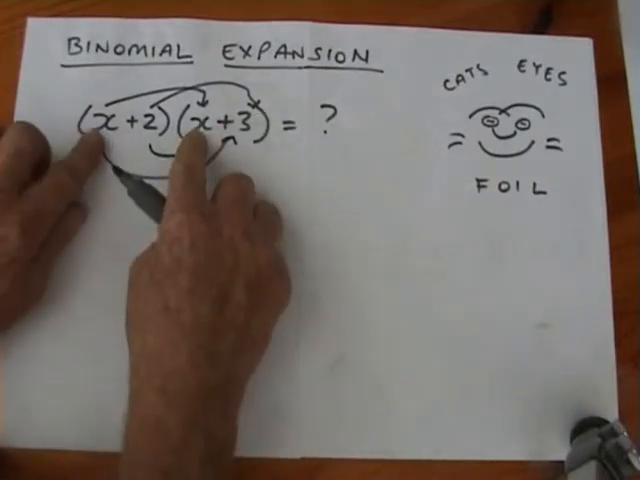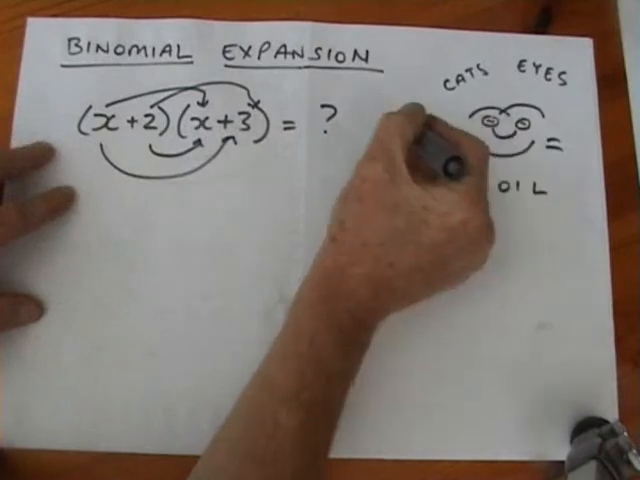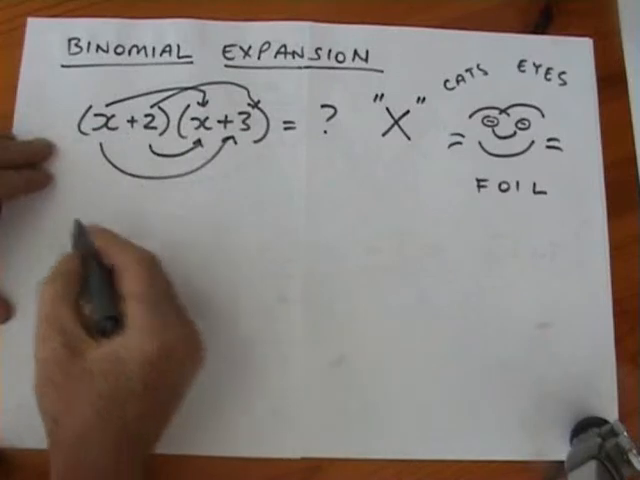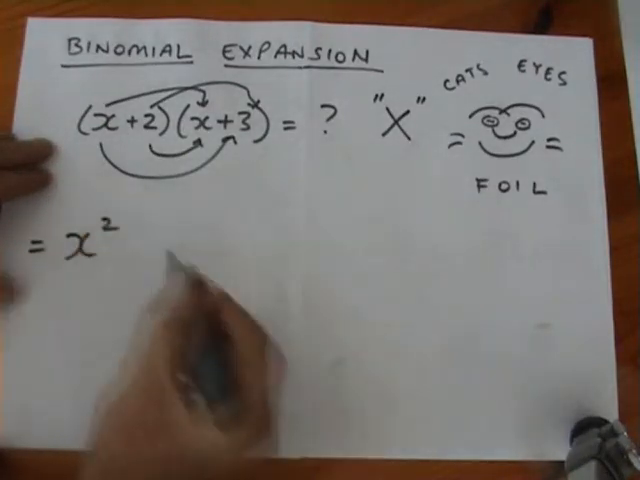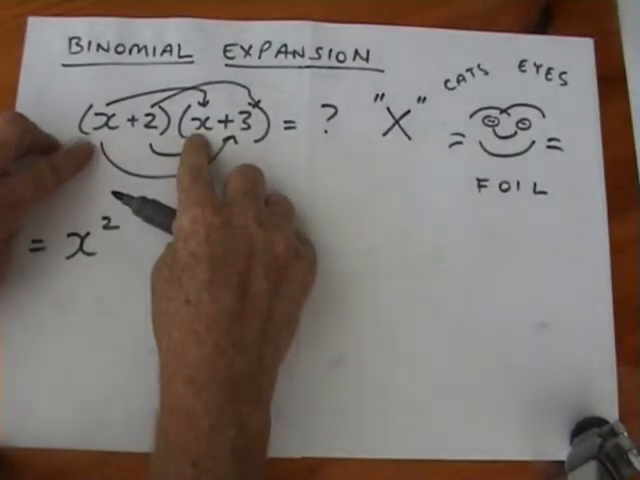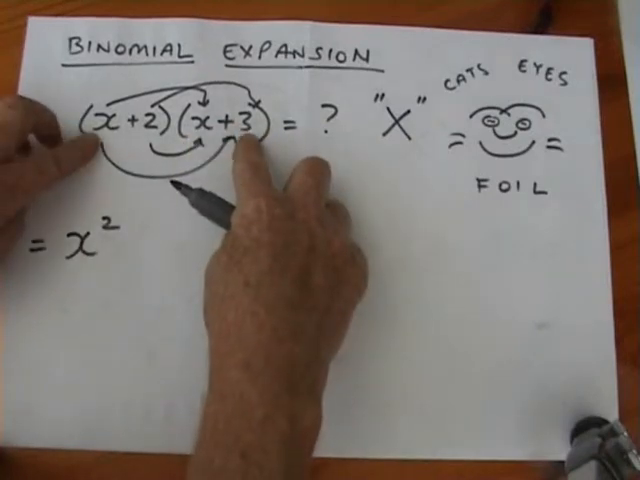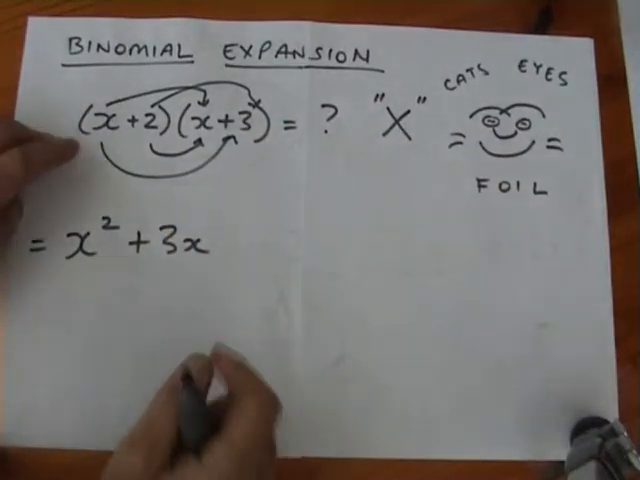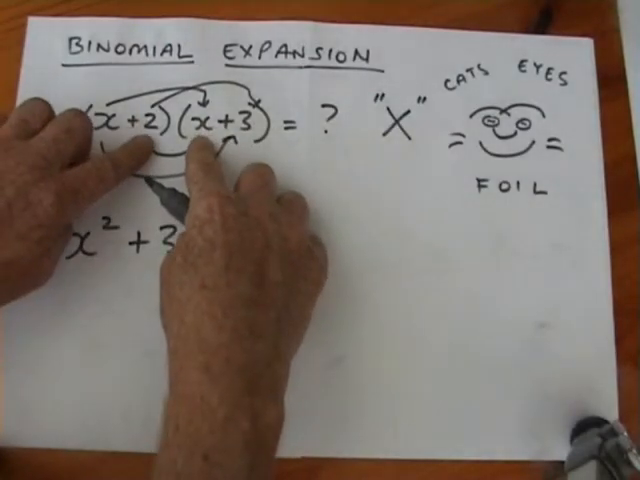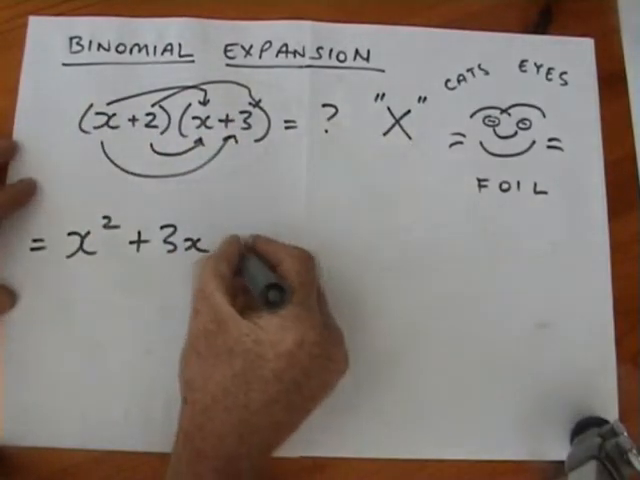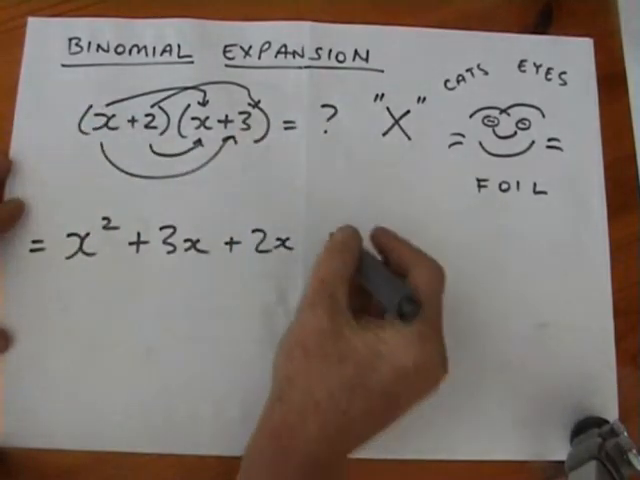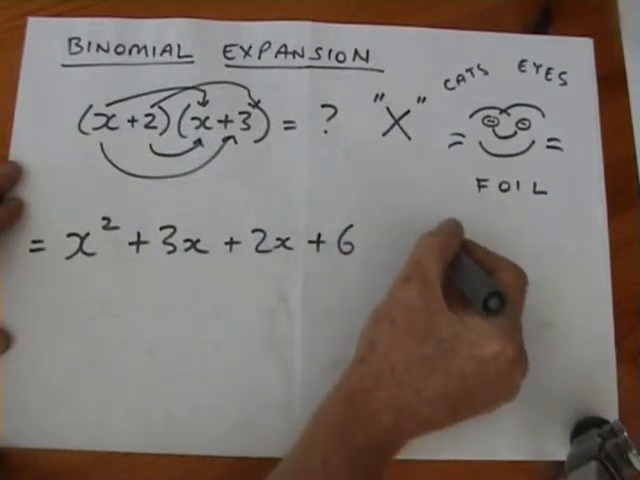Well, here goes. The two first terms, remember I am multiplying when I expand this bracket, it's the key word. I'm going to do x times x, which is obviously x squared, that's the two first terms. I'm going to do the outside terms, the x times the 3, which gives me a 3x. I'm going to do the inside terms, the 2 times the x gives me a 2x, and then I'm going to do the two last terms, which is 2 times 3, which gives me 6.